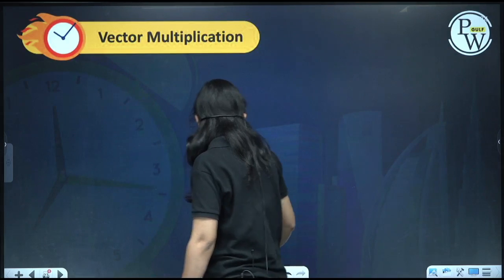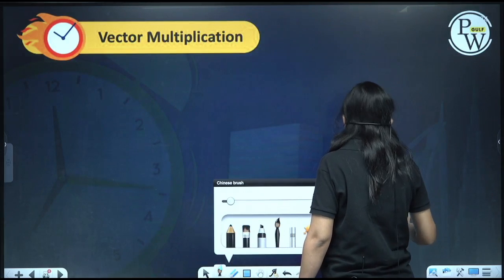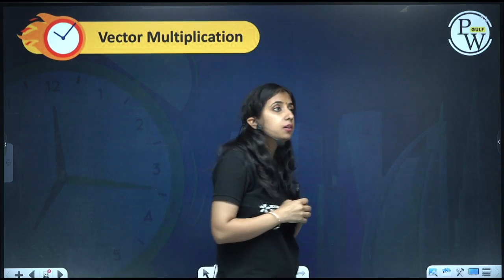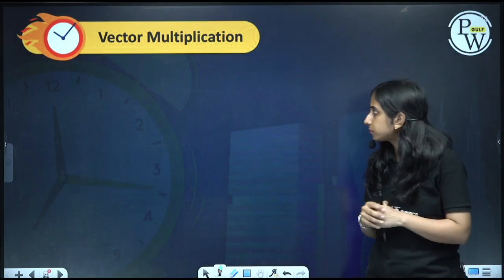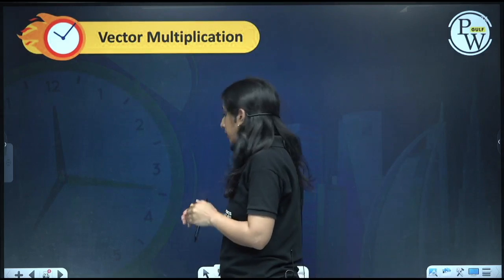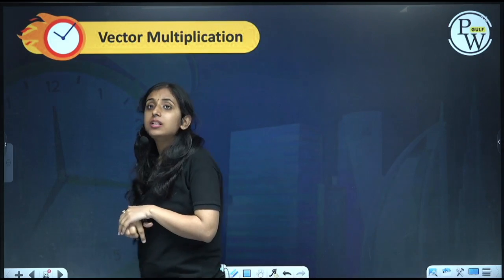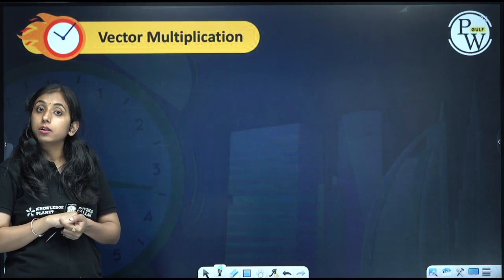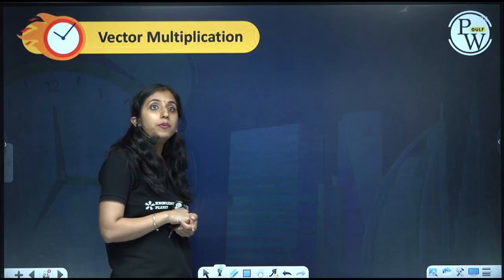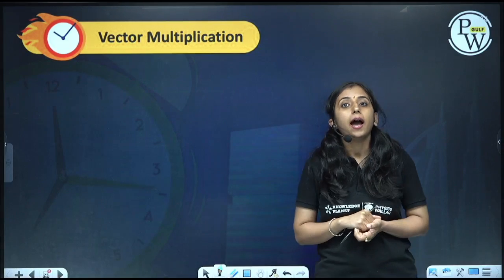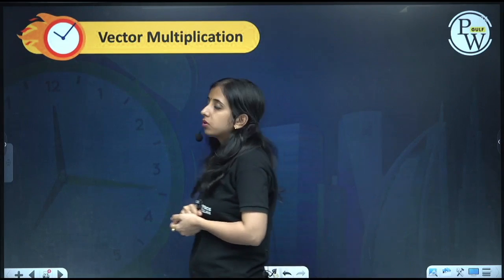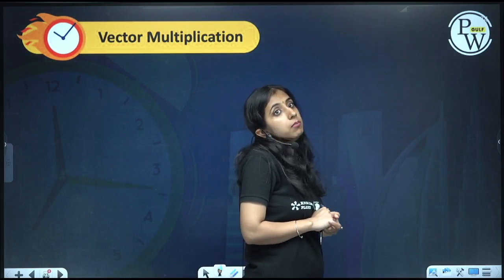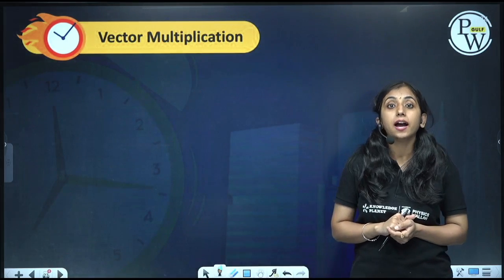Next thing we have is vector multiplication. Now what is vector multiplication? When we multiply two vectors, force and displacement, we get a scalar, work. However, when we multiply two vectors, position vector and linear momentum, I get a vector, that is angular momentum.